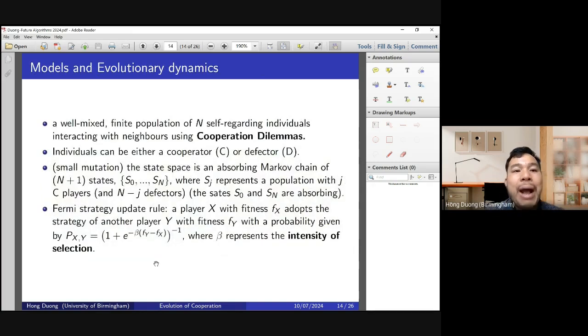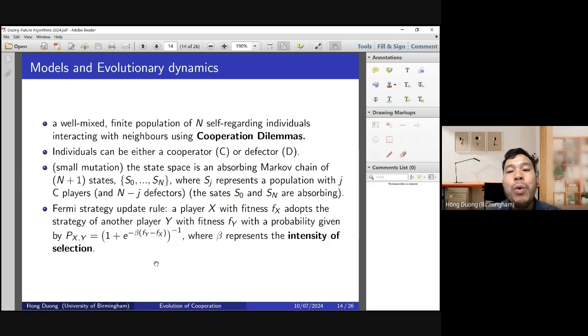Okay, so now I will introduce the model of population that we study. We consider a well-mixed, finite population of N individuals. Well-mixed means everyone will meet everyone else equally. They are interacting with other people using cooperation dynamics.